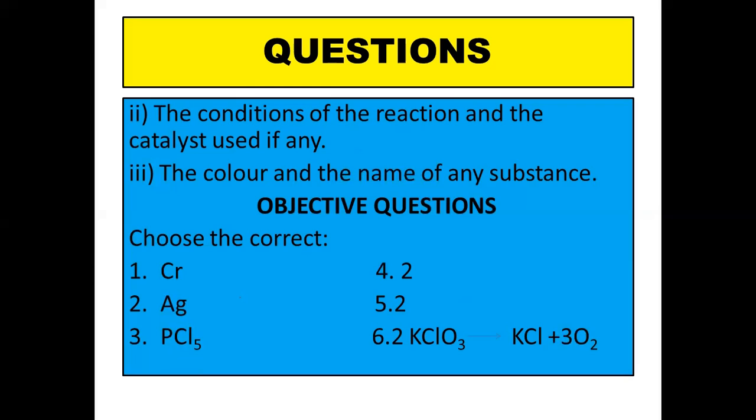What is the value of X in the following equation? The answer again is 2. And the last one, we have to tell which of the following is not a balanced chemical equation. You can see that this equation is not balanced, because the number of atoms of the elements is not the same on the reactant and product side, that is why the equation is not balanced.